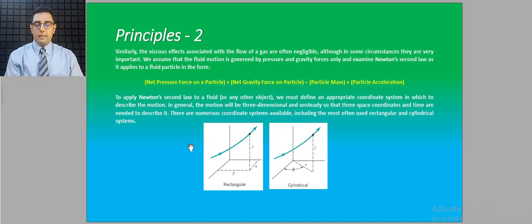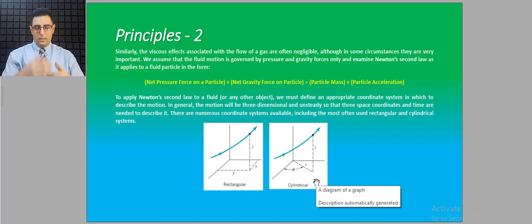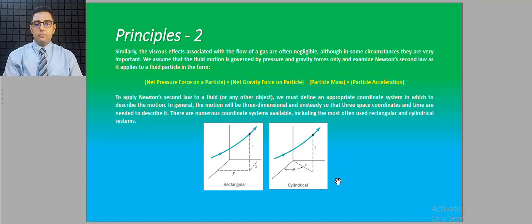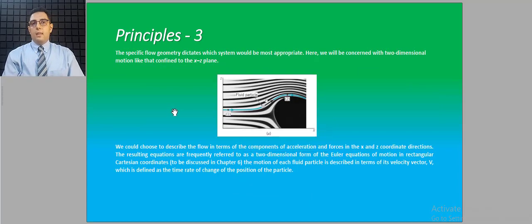But how can we describe the motion based on Newton's second law? The answer is we have to apply it in an appropriate coordinate system, which are rectangular and cylindrical. There are more coordinate systems, but these two are more usual. The most important factor that helps us pick the best coordinate system is the specific flow geometry. Here we are choosing the Cartesian model, which is in a 2D plane.